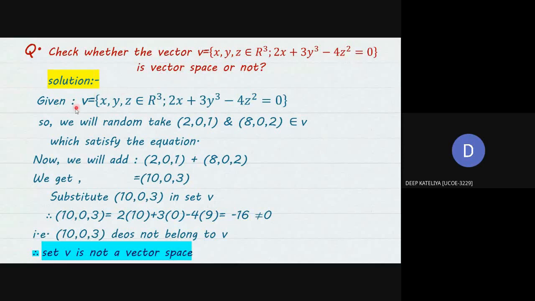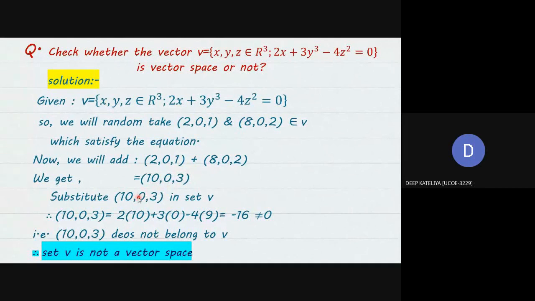As we know, the set V has the equation 2x plus 3y cube minus 4z square is equal to 0. So we will take random coordinates, that is (2, 0, 1) and (8, 0, 2), which will satisfy the equation. When we put the coordinates in the equation, it will give us the answer as 0. Now we will add the two coordinates, (2, 0, 1) and (8, 0, 2). By adding these coordinates, we get a new coordinate, that is (10, 0, 3).